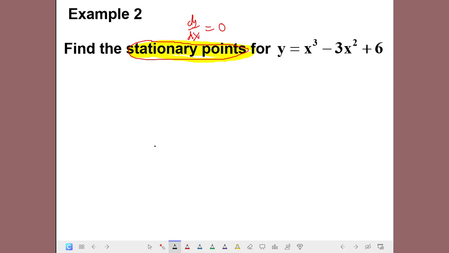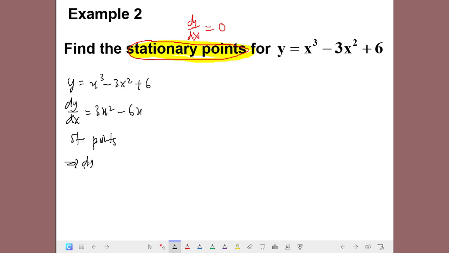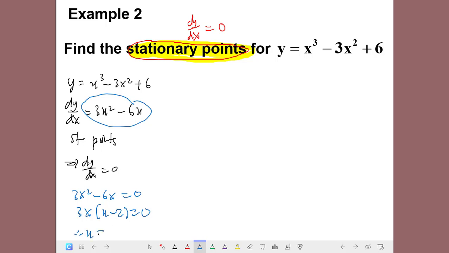From the given function y is equal to x cubed minus 3x squared plus 6, differentiate y with respect to x, so 3x squared minus 6x. To find the stationary points, dy/dx is equal to 0. So 3x squared minus 6x is equal to 0. Factorize: 3x(x minus 2) is equal to 0. Therefore, x is equal to 0 or x is equal to 2. We have two values for x.